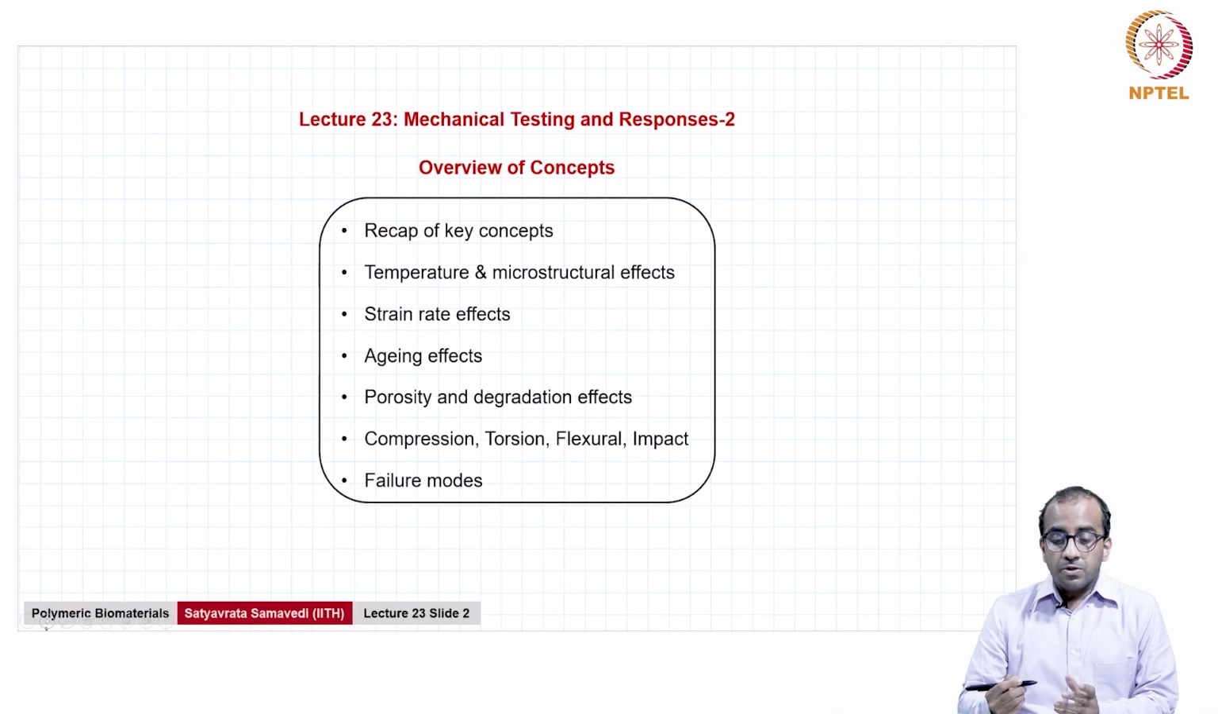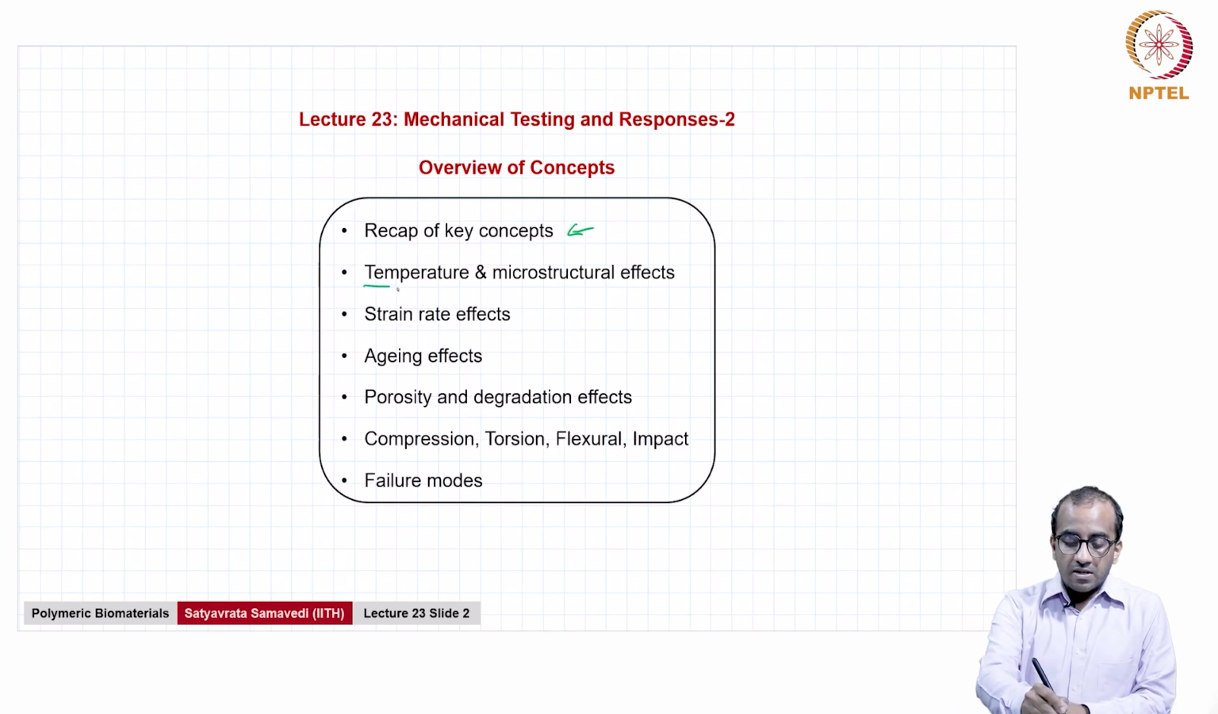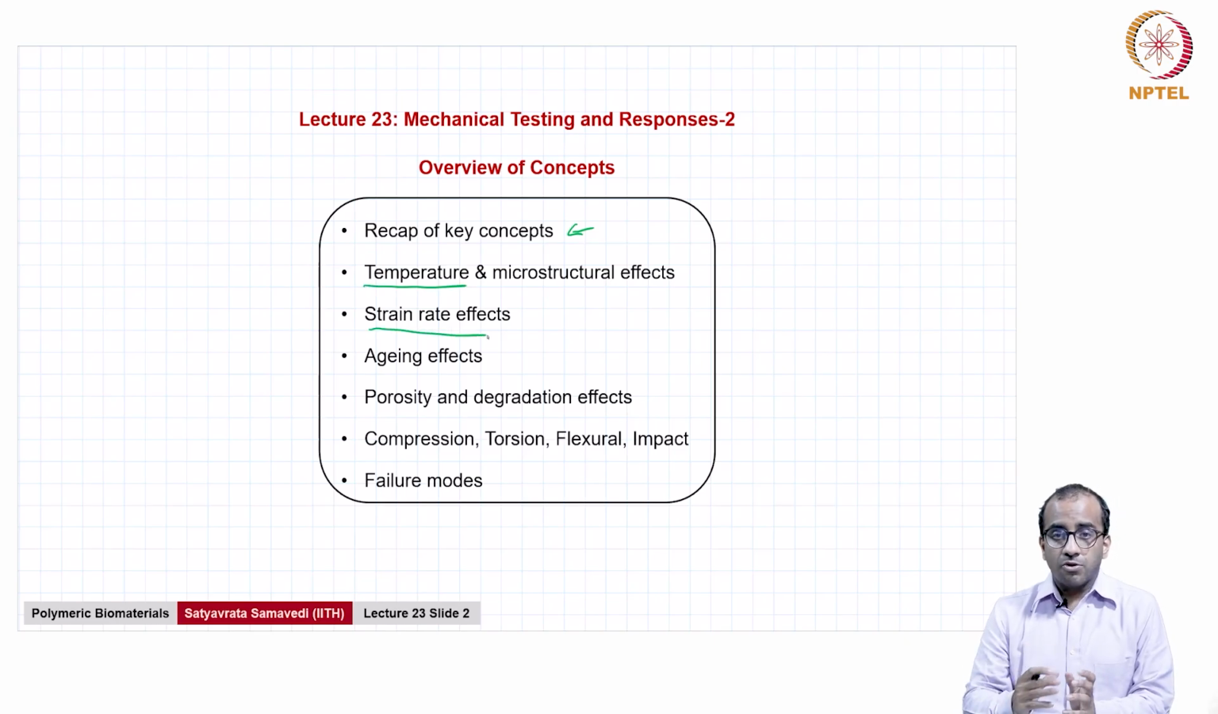So what we will be doing today is first recap some key concepts that we've already seen in the previous lecture, namely lecture 22, and then from there on we will start looking at testing conditions and those effects. For example, we look at the effects of temperature and strain rate, both of which have to do with the conditions under which the biomaterial is tested or the polymer is tested. We will also see the role of microstructure here.